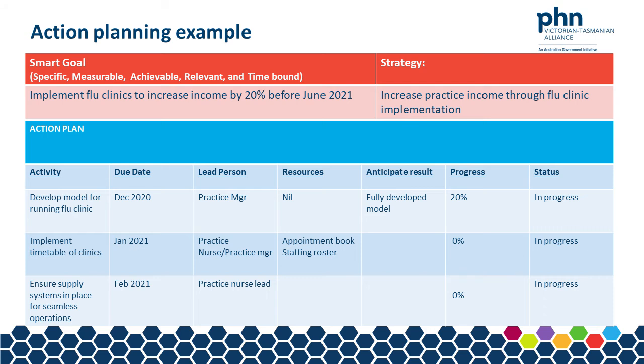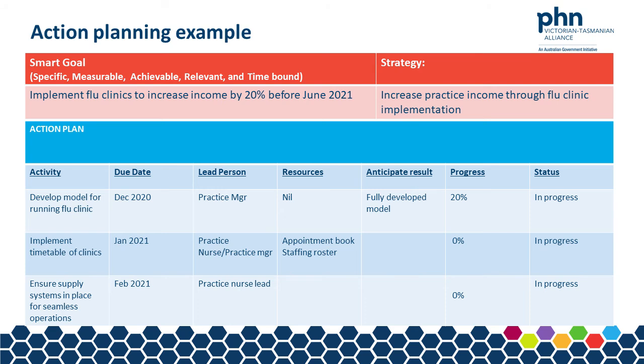It fits into the strategy for this particular practice to increase practice income through implementing a flu clinic. Obviously, flu clinics in general practice are something that many of you would be familiar with if you work in that part of the sector. This has an example here as well of a SMART goal. So this practice has decided to implement flu clinics to increase income by 20% by a specific point in time.